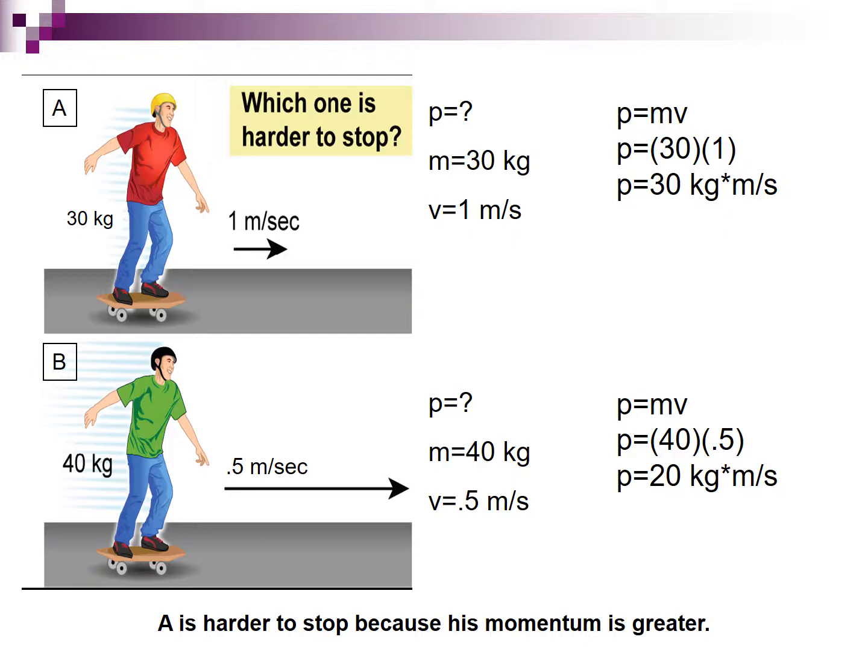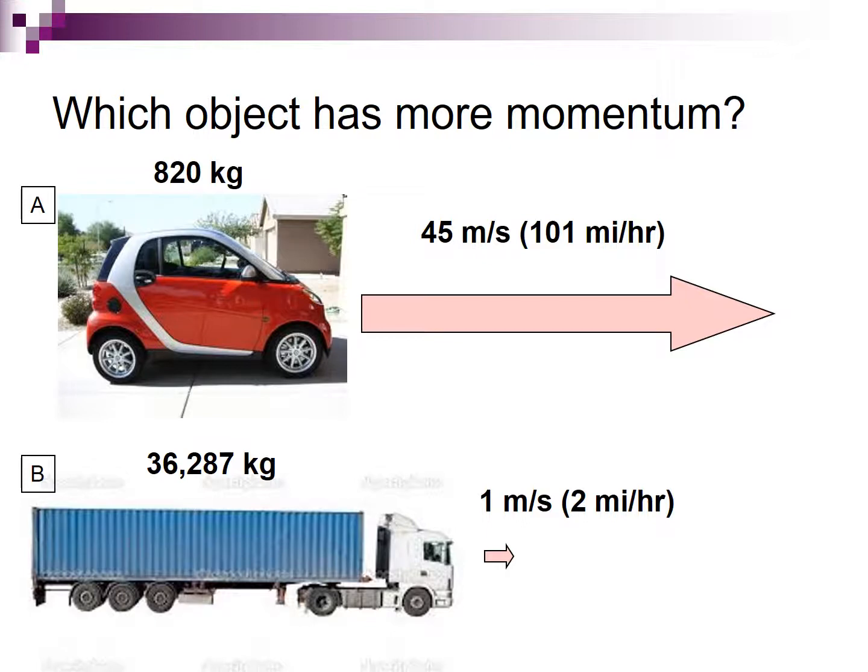So don't let the fact that something has more mass or looks bigger make you mistake it for having more momentum. It doesn't necessarily mean it's going to have more momentum. It has to do with velocity as well. So which object has more momentum?